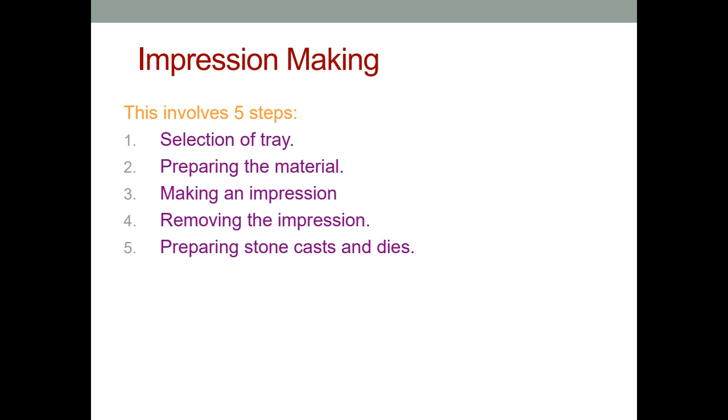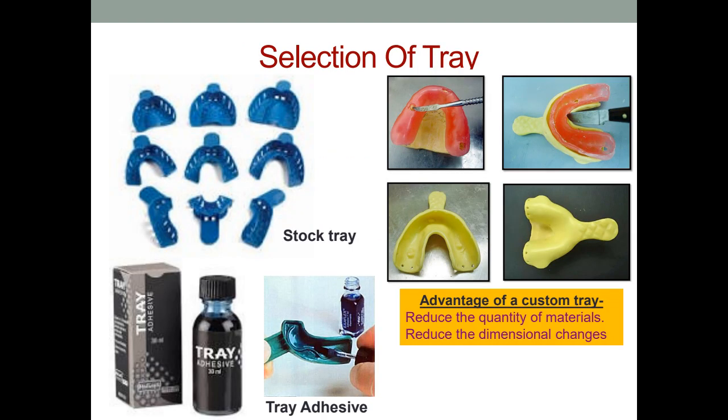Now, after impression making, as we have already completed the four types of impression elastomers: polysulfide, polyether, and silicones, which can be condensation and addition silicone. Now we are going to see how to make the impression with the help of these materials. After you decide which material is most indicated for your case, what are the steps involved? Selection of the tray, preparation of the material, making of the impression, removing of the impression, preparing stone cast and die. So first we are going to see how to select the tray.